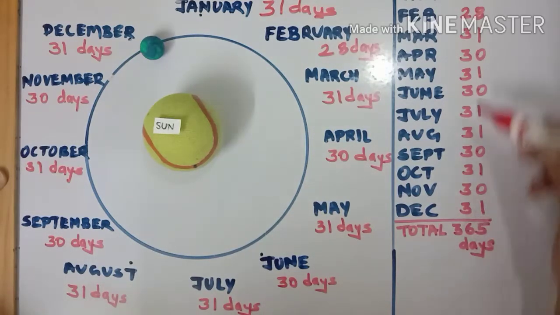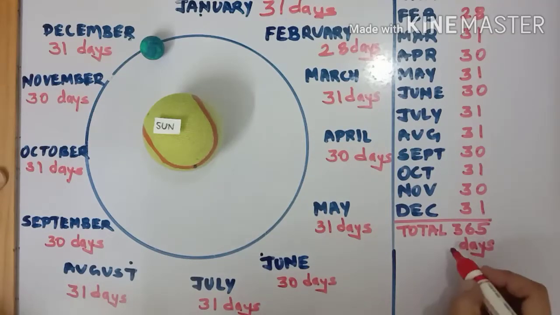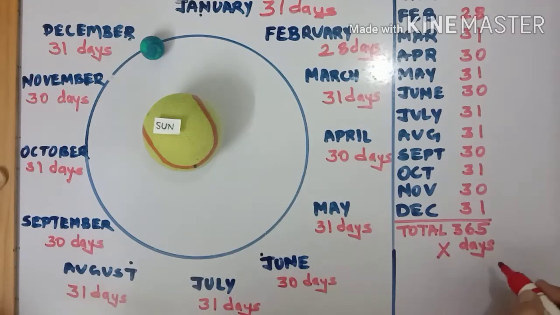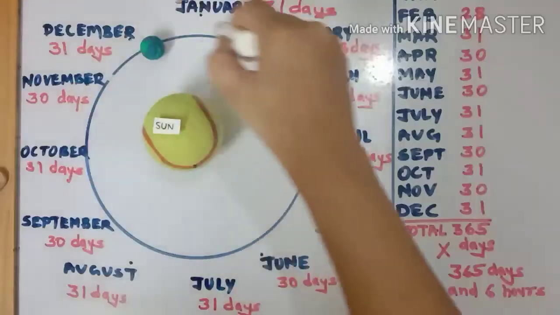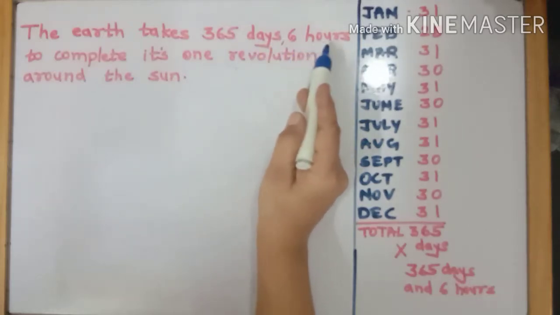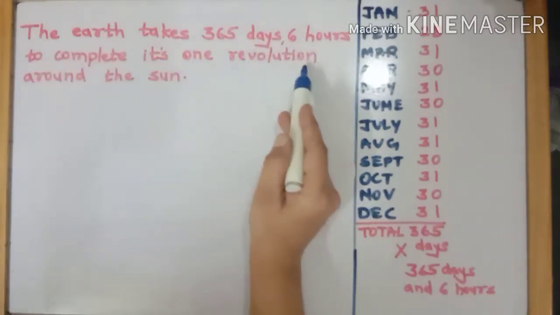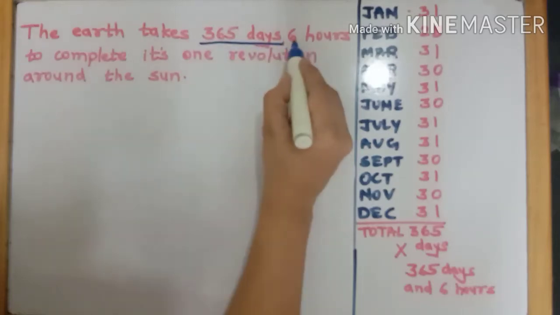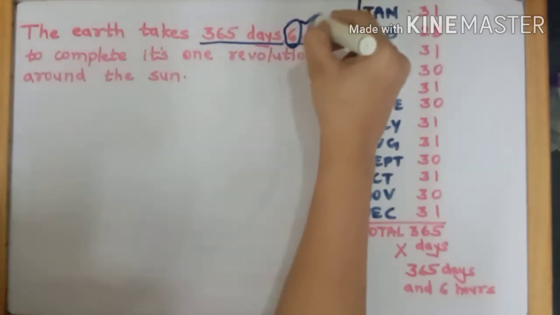Students, here our total is 365 days, but this period is not exactly the period of revolution of the Earth. The Earth takes 365 days and 6 hours to complete its one revolution around the Sun. Now, as this period is 365 days and 6 hours, then where does this 6 hours go?